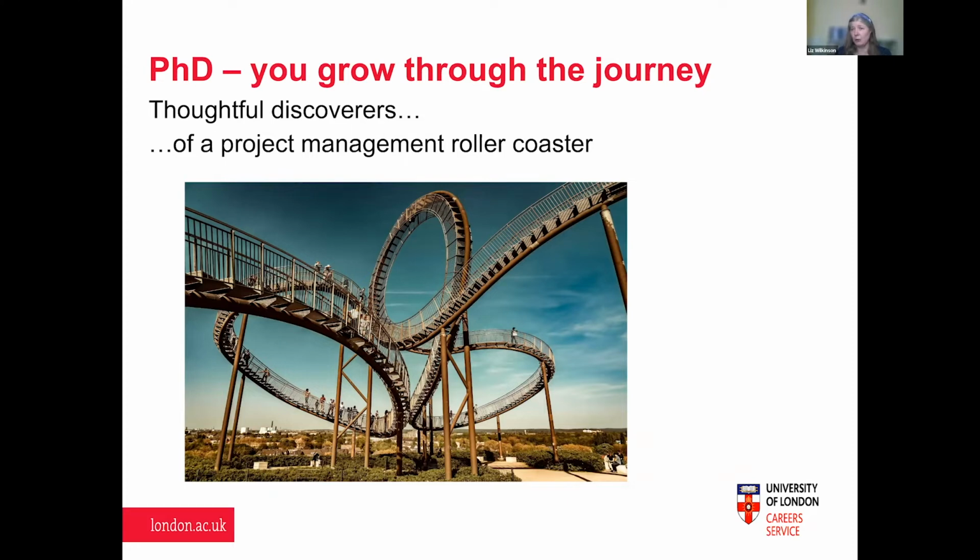And I kept score while our panelists were talking, and noticed that every single one of them mentioned project management. And certainly when I've worked with PhD students for 20 years, had hundreds of conversations, and they often talk to me about the ups and downs, so much so that I now run a session called Managing the PhD Roller Coaster, because that is what people experience it.